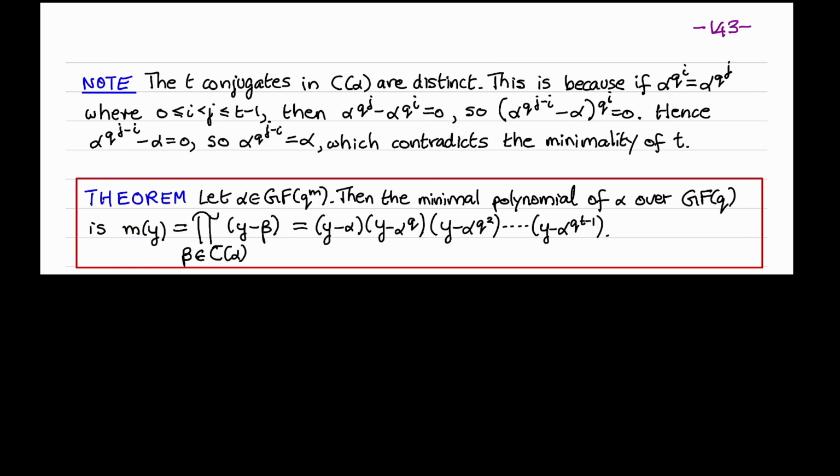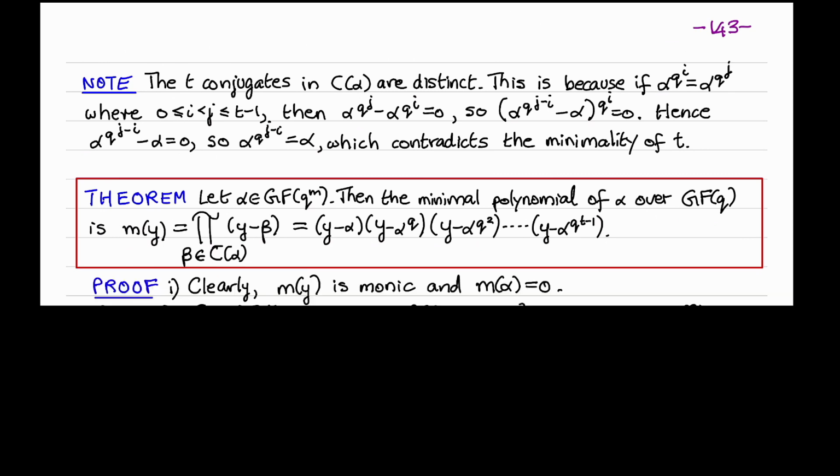Note that the degree of m is t, which is the size of the set C of alpha. To prove this theorem, I need to show you that the polynomial m defined here is monic, has alpha as a root, has coefficients in GF(q), and among all such polynomials is the one of smallest degree. So let's prove the theorem.